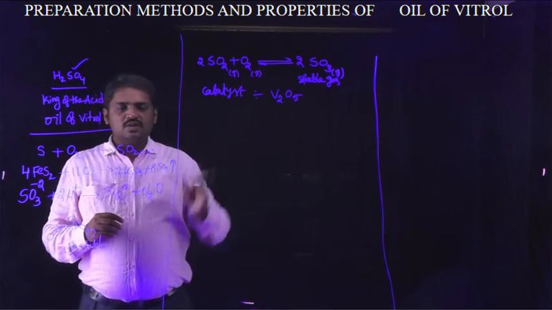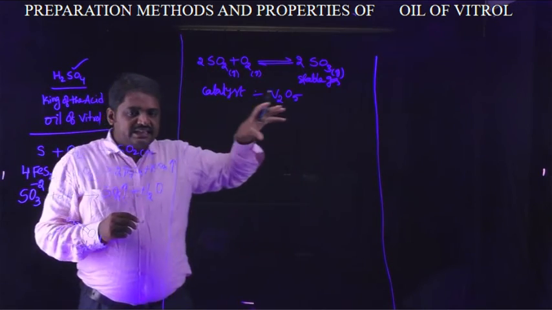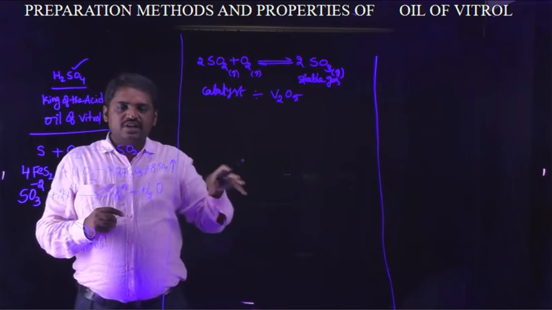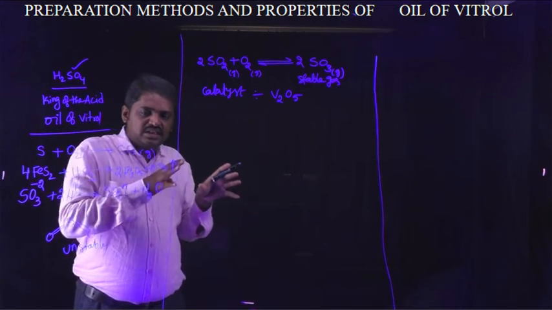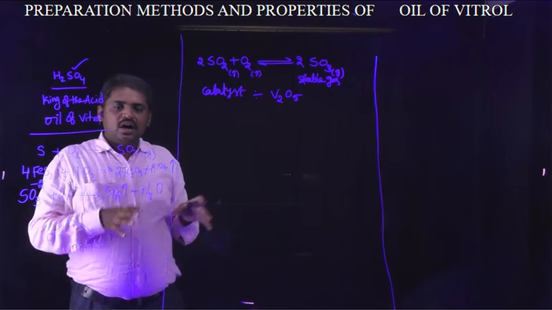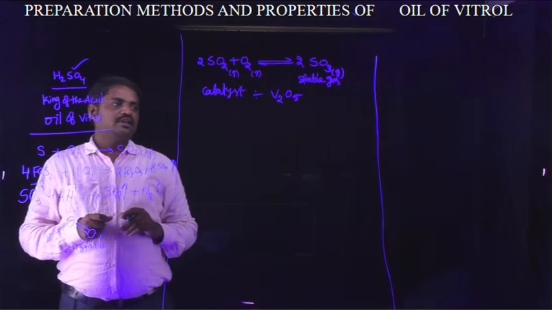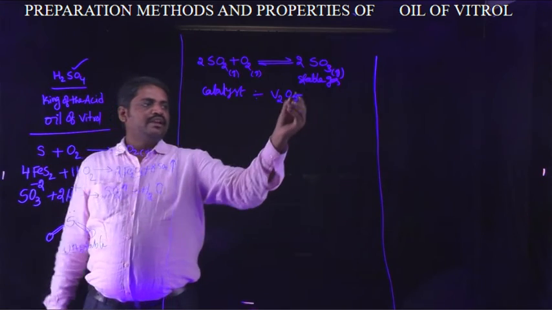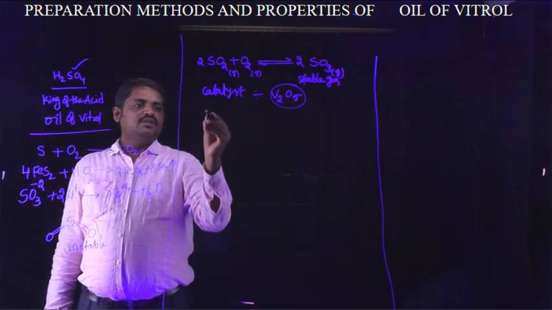By using this component in this reaction, the rate increases, and it does not affect the equilibrium state of the given chemical reaction. This component only increases the rate of reaction. So that is the importance of a catalyst. In this reaction, vanadium pentoxide acts as the best catalyst. And next one, pressure.